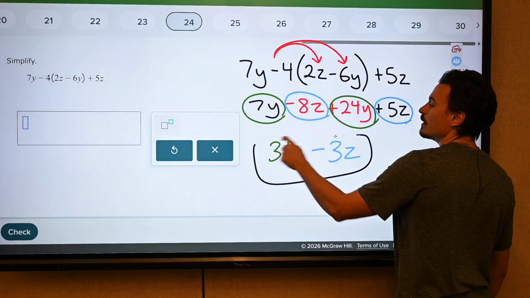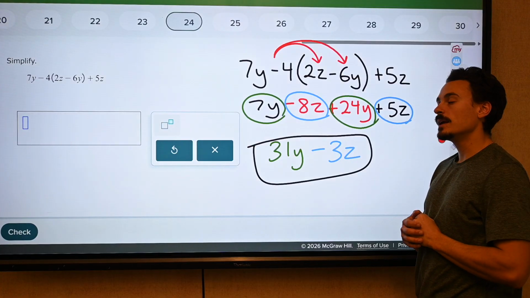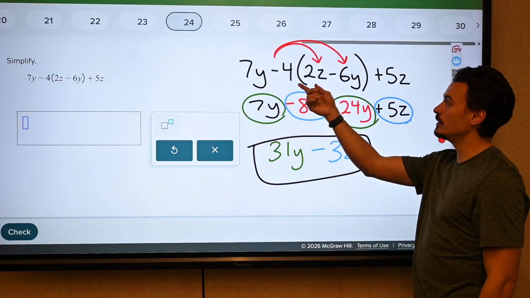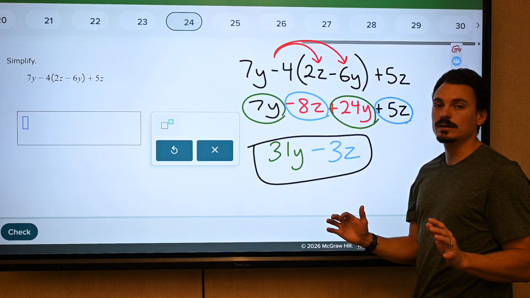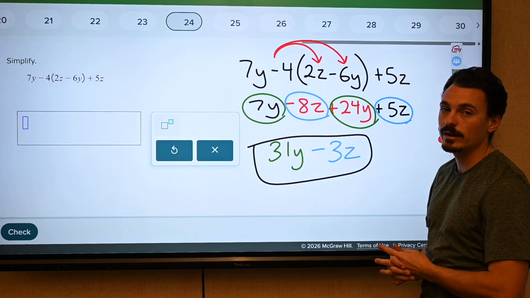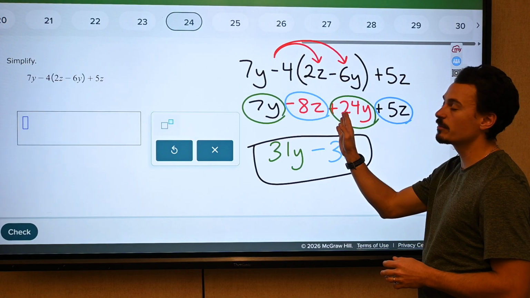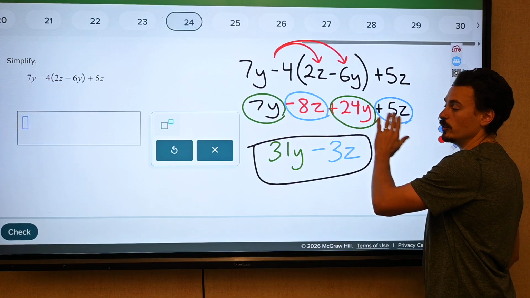So it looked like a lot in the beginning for question number 24, but it's not a lot. It's just the distributive property and then combining like terms, and that's it. So try to follow the colors, by the way. The red was the distributive property, combining like terms was green for the y's, blue for the z's.